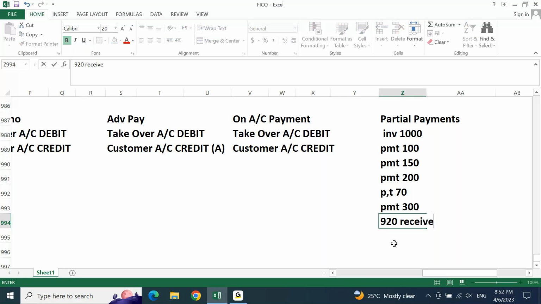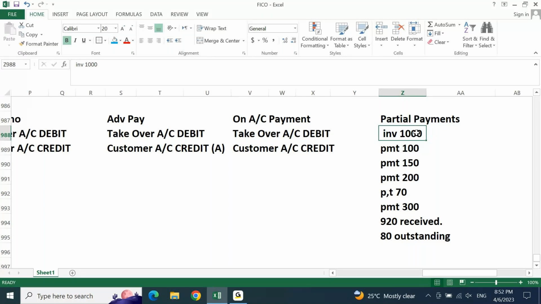What is the current outstanding on this invoice? 80. Now these are all different payment entries. Let's say this payment is separate, this is separate, this is separate. Each payment is made maybe after 10 days, after a month, after 2 months. Now tomorrow you want to identify how many payments are made against this invoice and what is the current outstanding on this invoice. How are you going to identify that from the system?